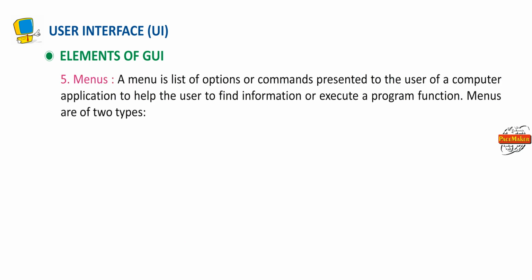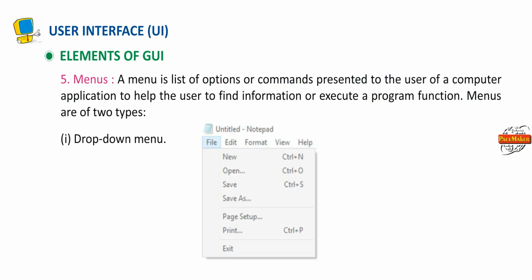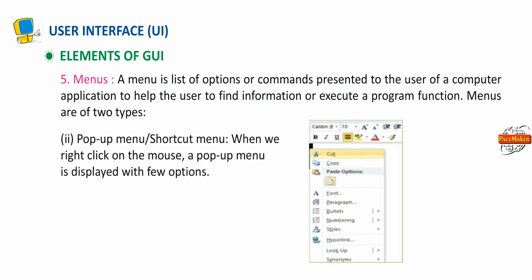Menus. A menu is a list of options or commands presented to the user of a computer application to help the user to find information or execute a program function. Menus are of two types: drop-down menu, and pop-up menu or shortcut menu. When we right-click on the mouse, a pop-up menu is displayed with a few options.